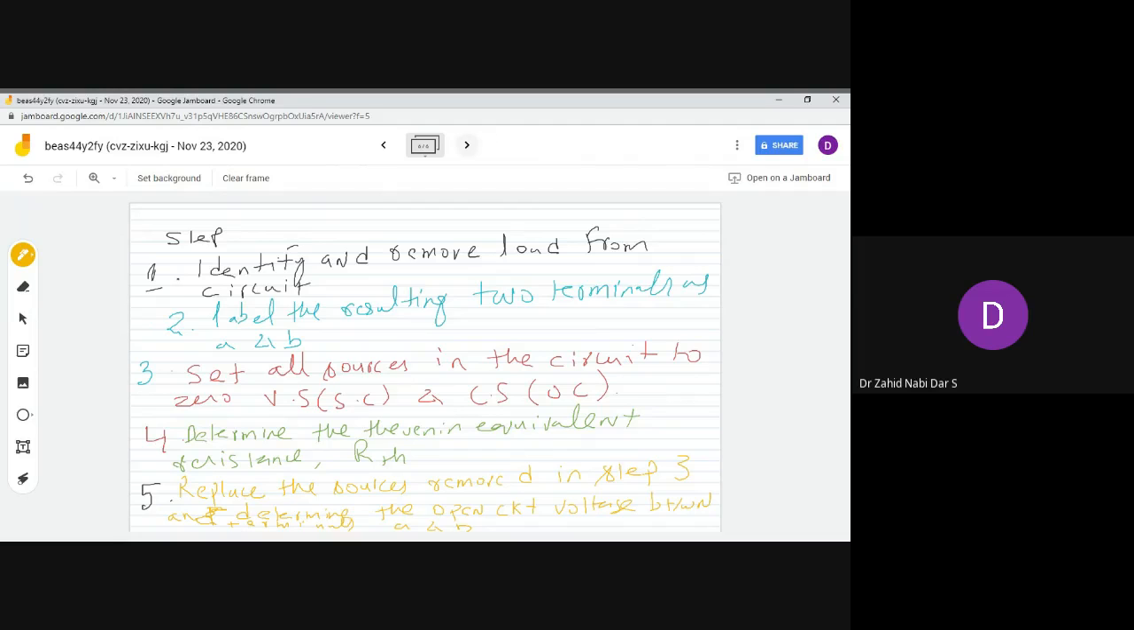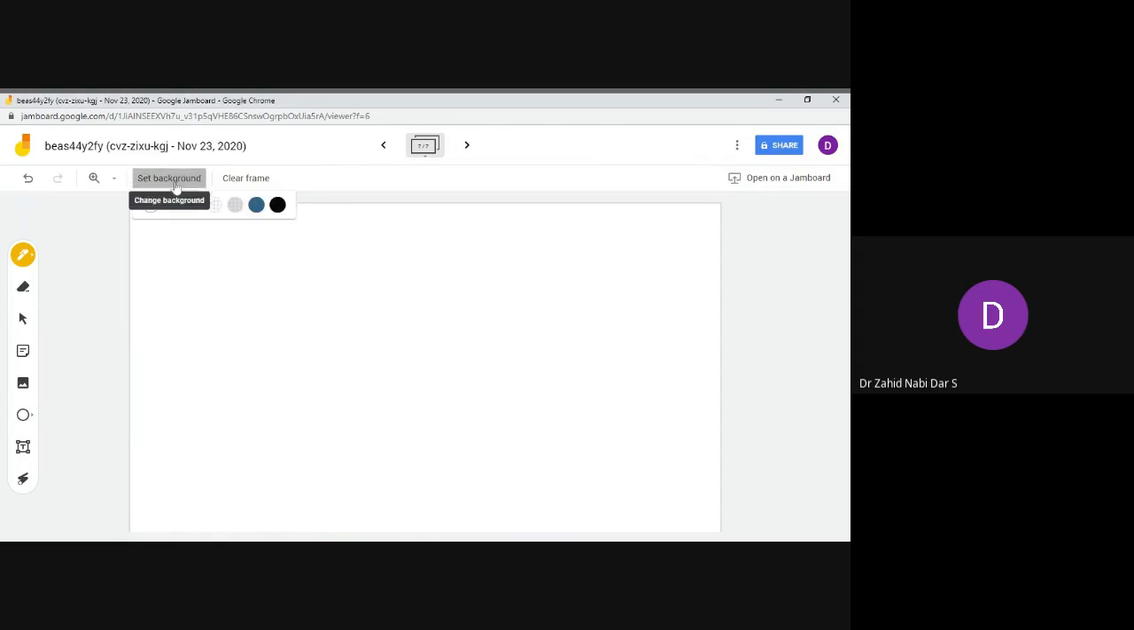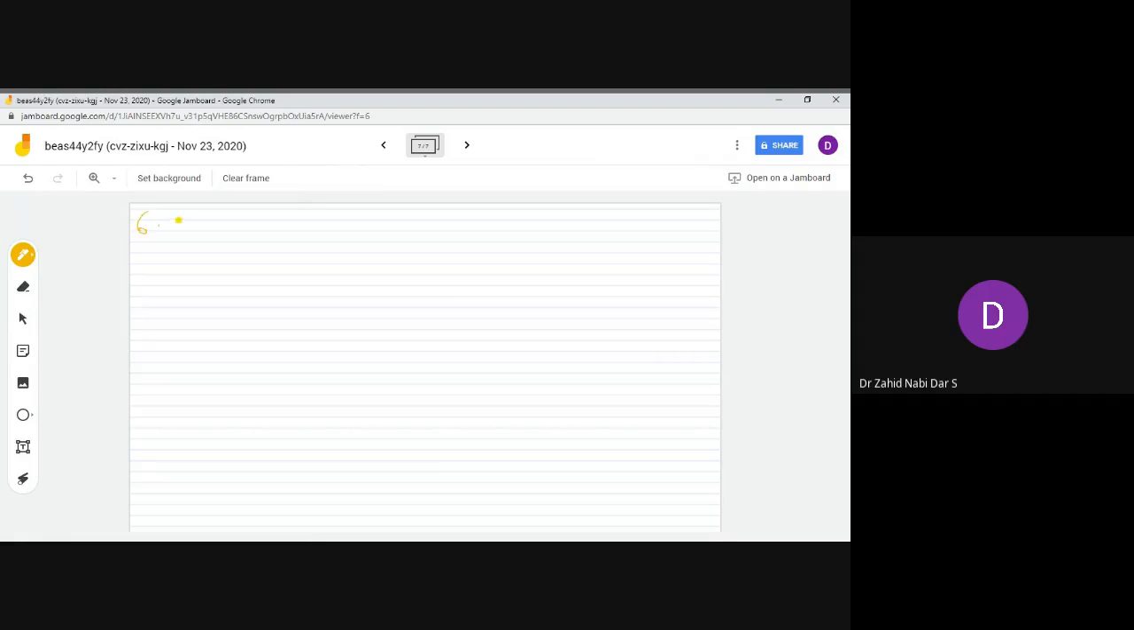Now point number 6 would be, suppose the circuit has more than one source, then you need to apply the superposition theorem. If the circuit has more than one source, then we need to apply the superposition theorem.